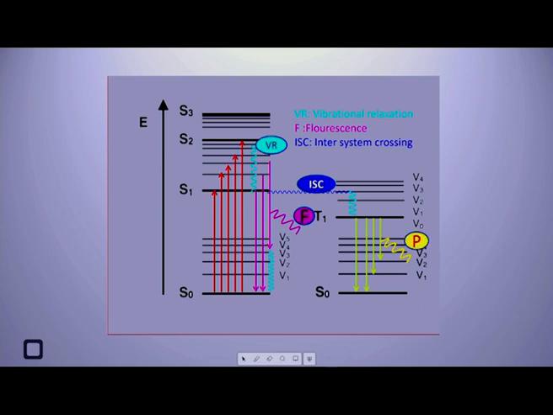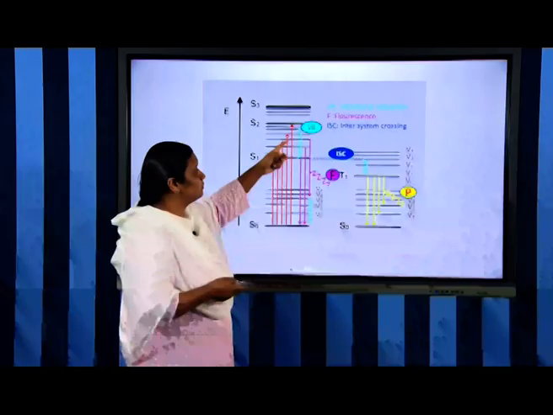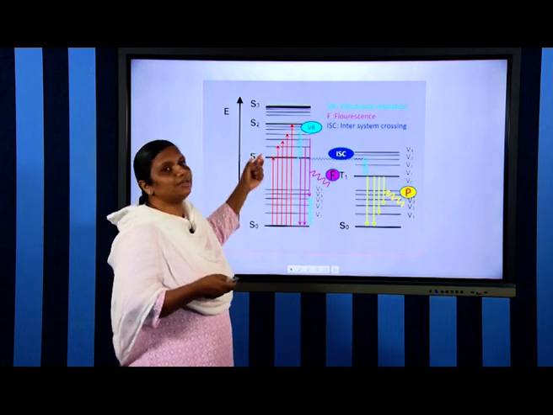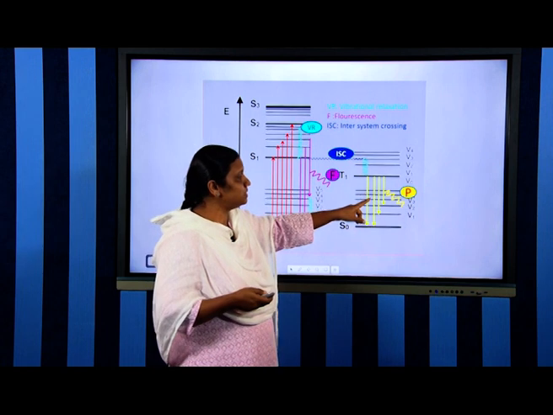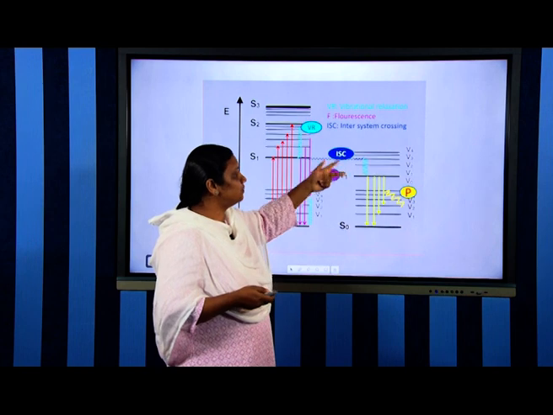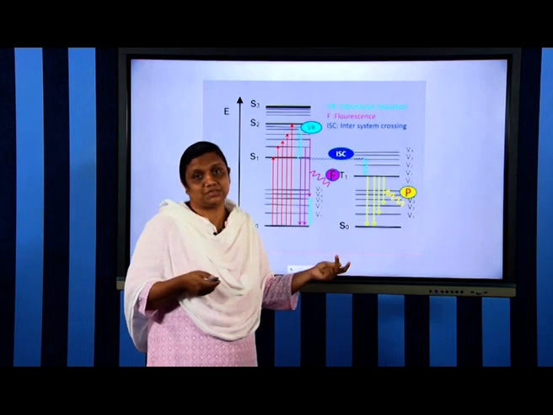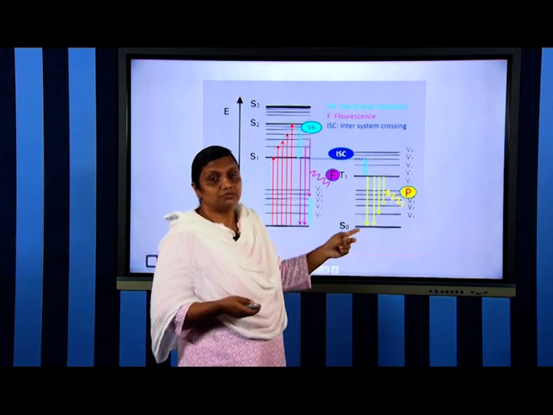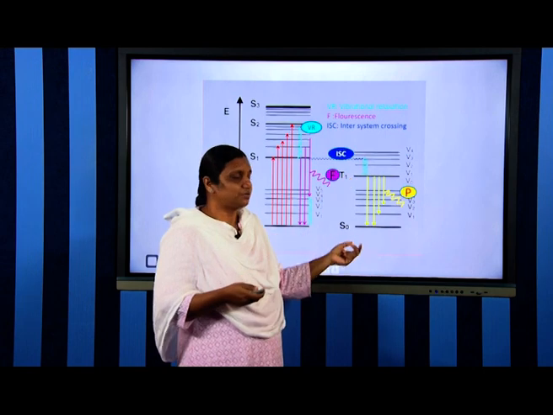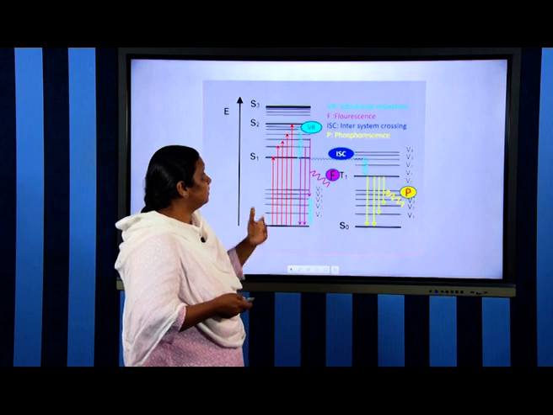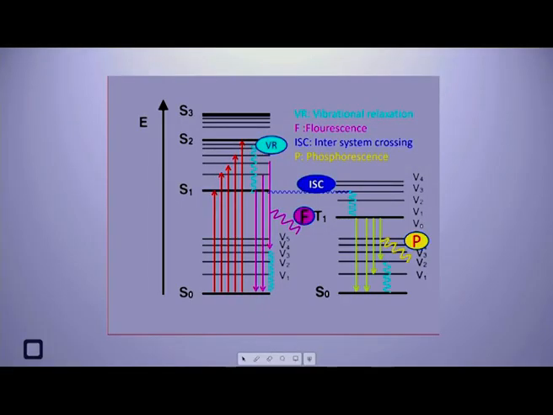So, the difference between fluorescence and phosphorescence is, in fluorescence, the electron movement is between two different electronic states of the same multiplicity, but phosphorescence involves an electron transition between two different electronic states of different multiplicity. Fluorescence involves movement from S1 to S0, but phosphorescence involves movement of the electron from T1 to S0. We will be discussing it in detail later. All right. So, P stands for phosphorescence.